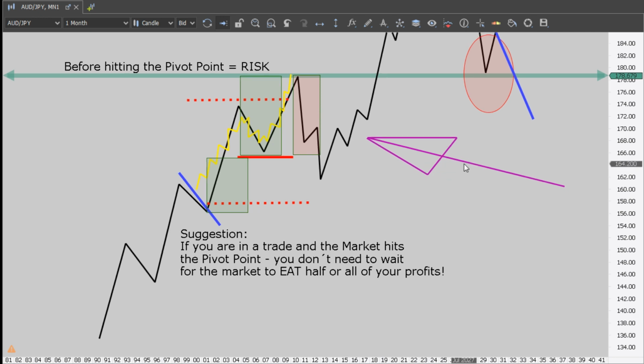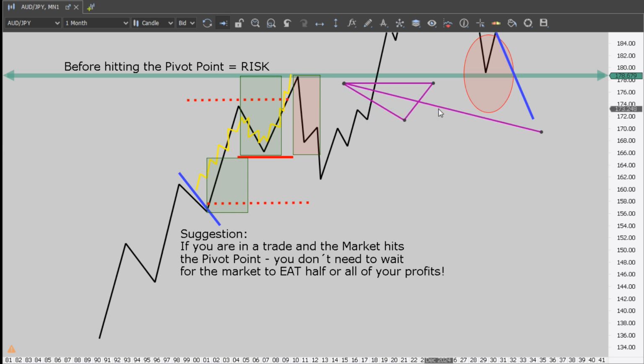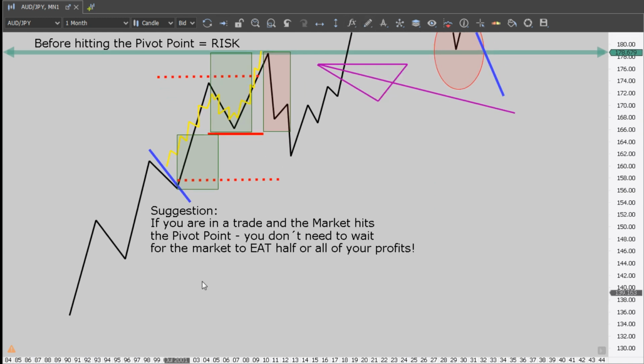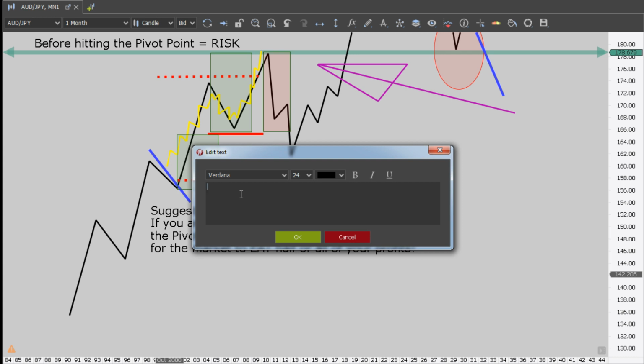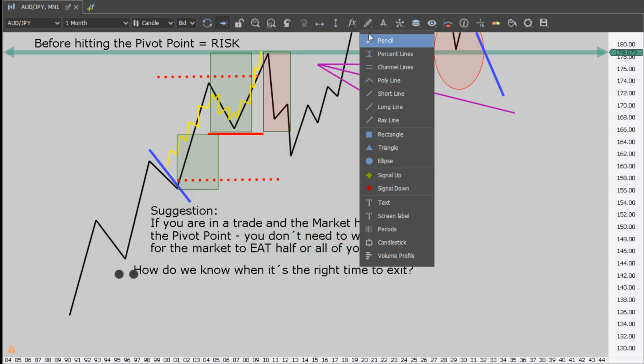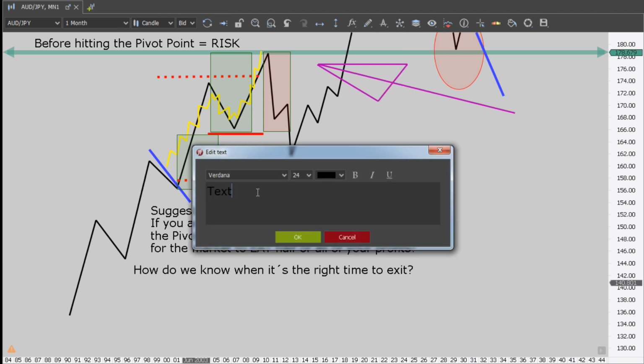Passion asks, how do we know where is the right time to exit at the pivot point? Great question. So let's write this down. How do we know when it's the right time to exit? The answer is simple, and we learn this. There is no right or wrong. So, time to exit.